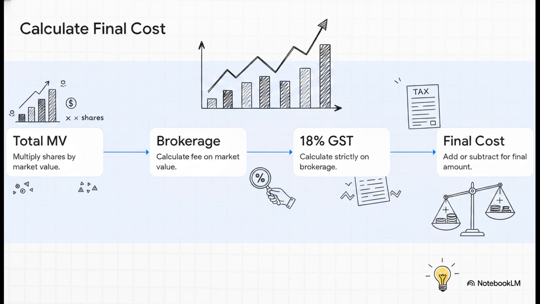To solve your textbook problems confidently and to actually understand your own future trading account, just follow these 4 simple steps. Step 1. Calculate the total market value by multiplying your number of shares by the market value of a single share. Step 2. Figure out the brokerage amount using the given percentage on that market value. Step 3. Calculate the 18% GST strictly on that brokerage amount. And finally, Step 4. Find your final cost. Add everything up if you're buying, or subtract the brokerage and GST if you're selling. Stick to this methodical sequence and your calculations will literally never go wrong.